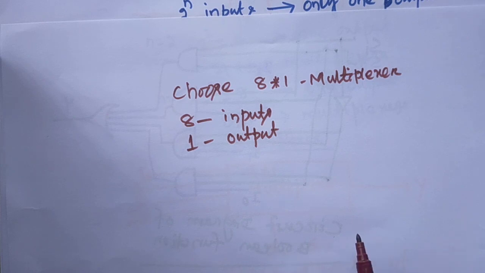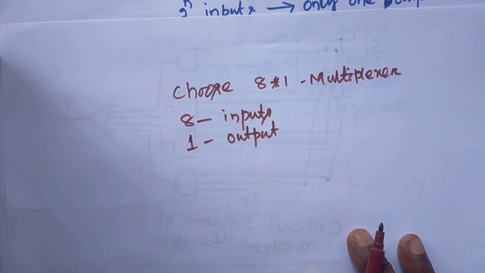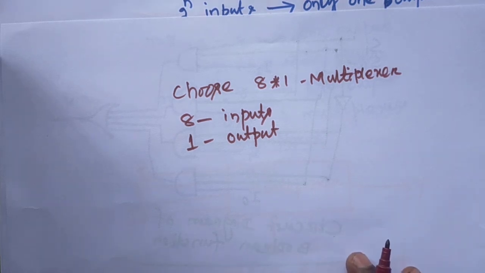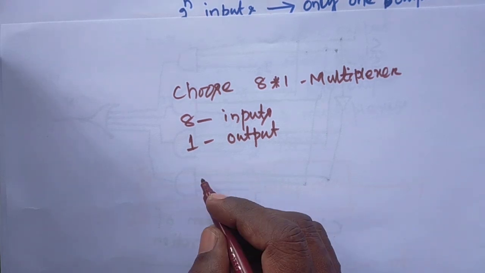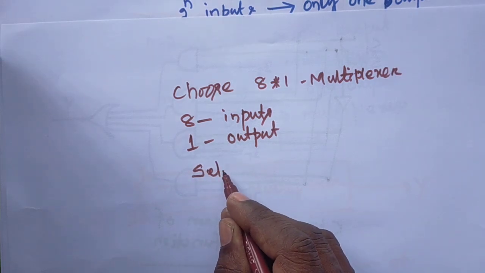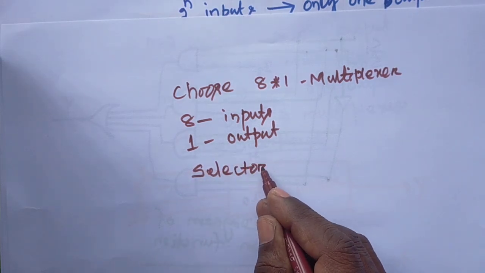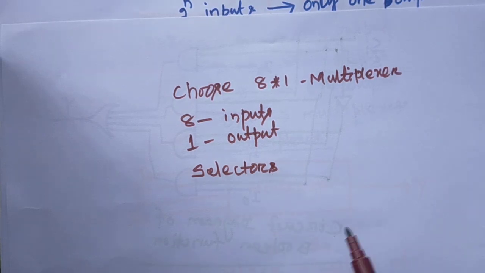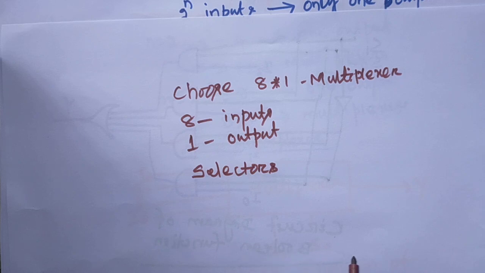So how to decide that output? That is the one major question: which input is considered as the output. That is decided through the selectors. Selectors choose which input is considered as the output. So the question is how many selectors we should choose. The selectors are chosen according to the number of inputs.